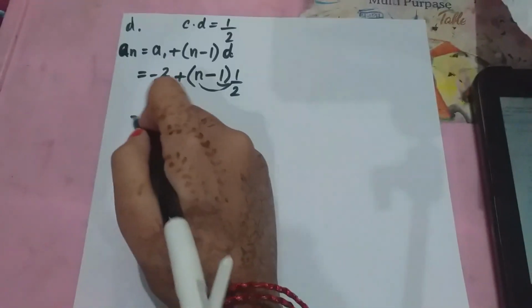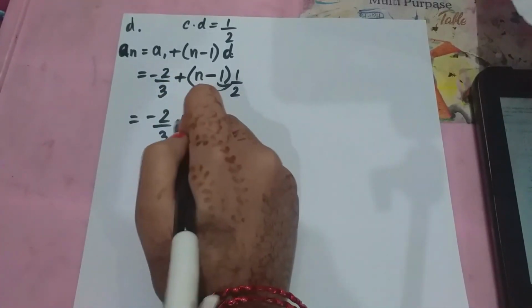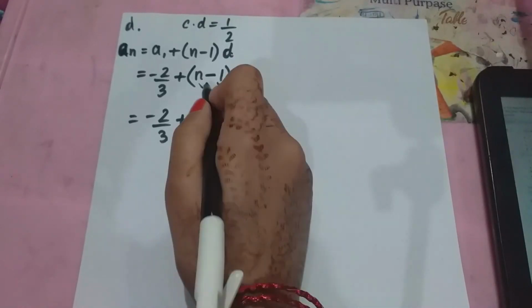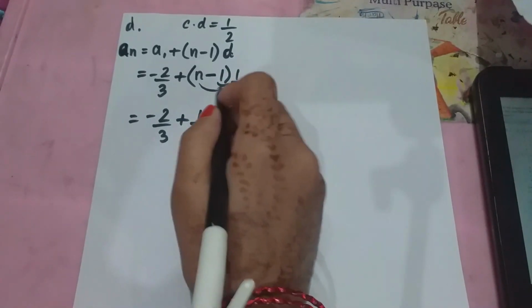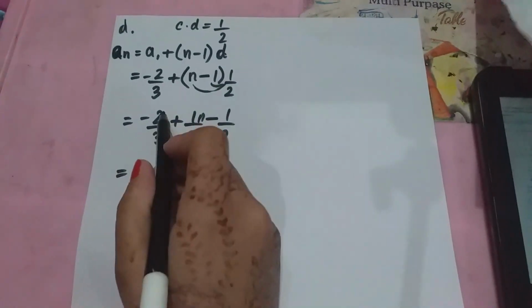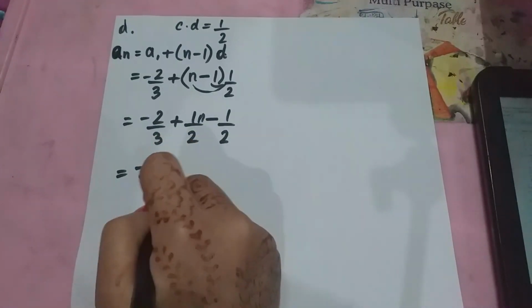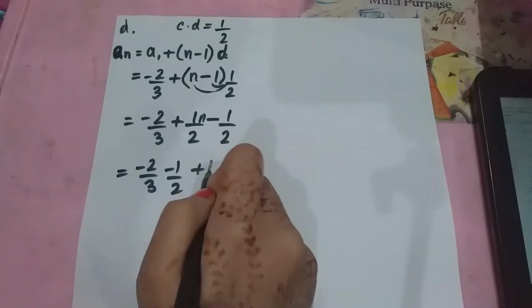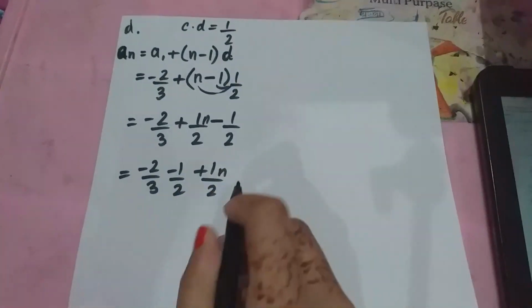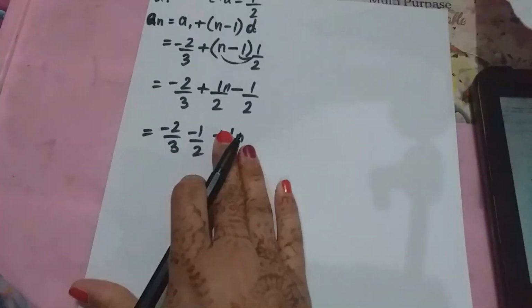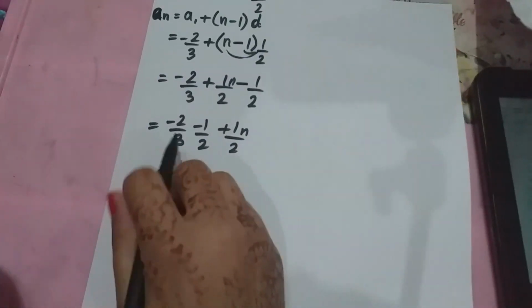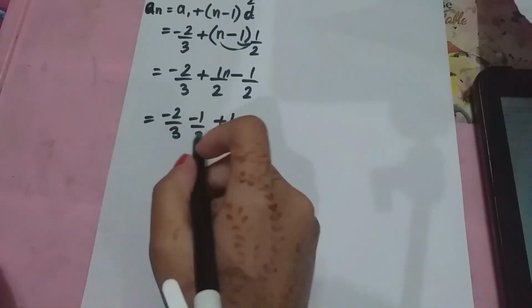So minus 2 by 3 plus 1 by 2 n, and minus plus minus, 1 into 1 is 1 by 2. We are going to combine the like terms. Minus 2 by 3 minus 1 by 2 plus 1n by 2, or you can just say n by 2 because 1 is not mandatory, right? As I explained in my algebraic expressions videos.